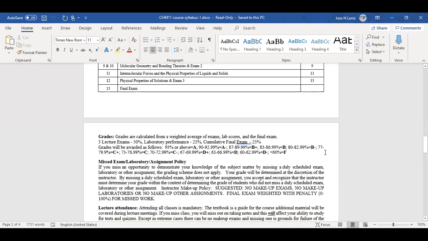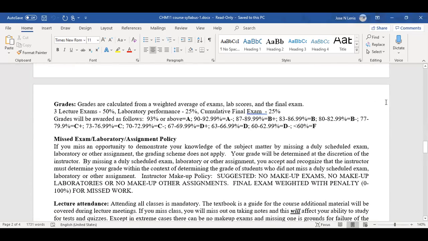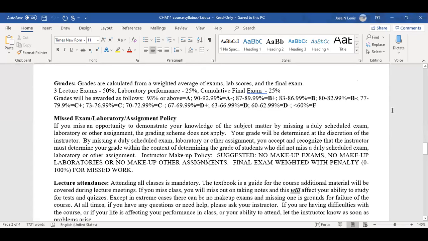All right, here. Did you see this one, the new one, everyone? Yes. Here is the grade. This is the official grading, the department official grading. So we have 3 lecture exams, 50%, even better, guys. Lab performance, 25%, and 1 final exam, 25%. All right. I don't know what happened with the other one. I uploaded the wrong one. I'm going to fix that, and you will see that later.